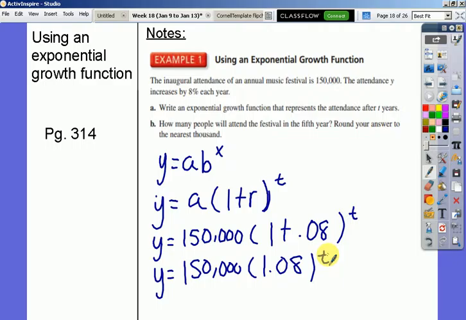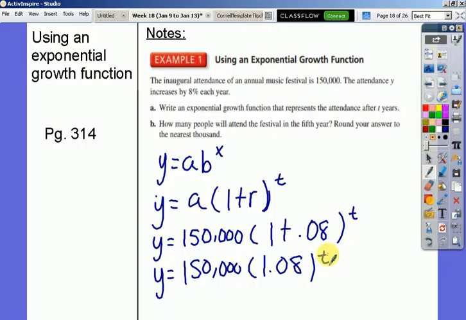There I go. So I modeled that situation with an exponential function. Do you have any questions? It's really just a matter of, do you remember the formula? Can you plug in what you have? B says, how many people will attend the festival in the 5th year? Round your answer to the nearest 1,000.